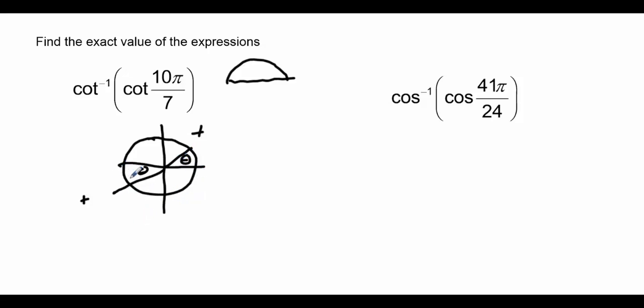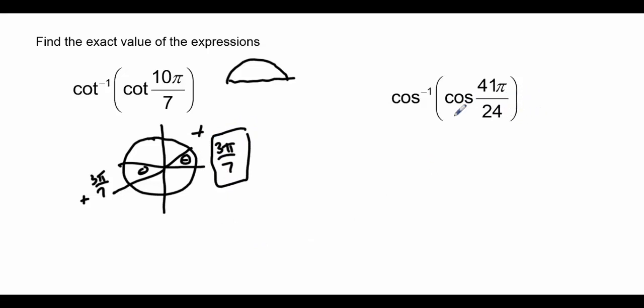I know that this reference angle here is 3 pi over 10, or 3 pi over 7, I'm sorry. So this angle in the first quadrant of 3 pi over 7 is going to have the same x over y value as 10 pi over 7. And my answer ends up being 3 pi over 7.